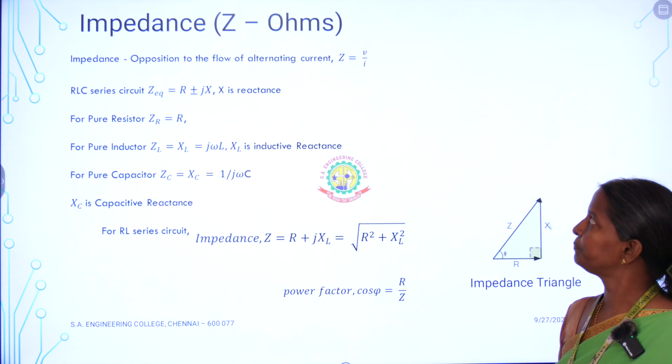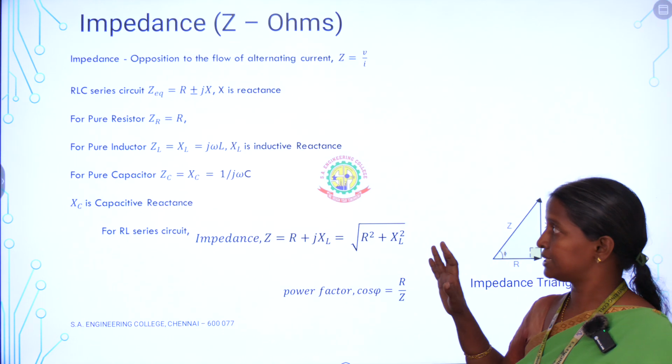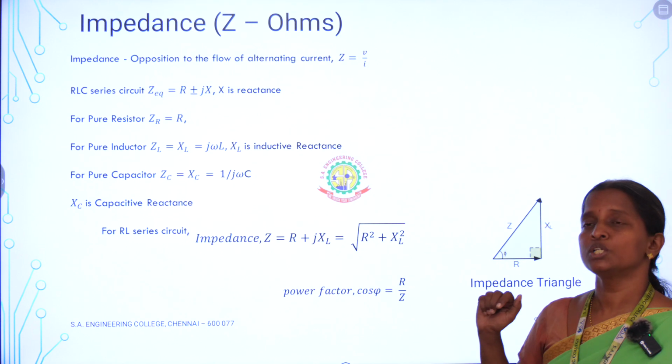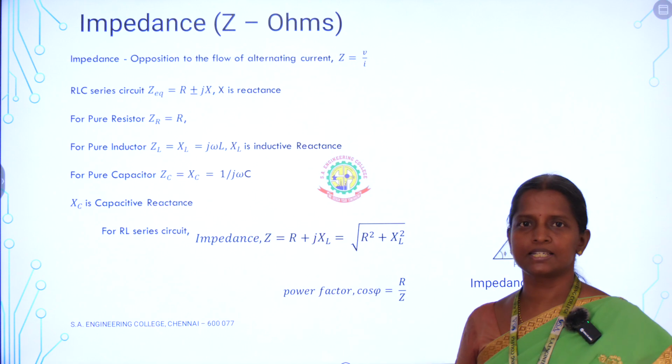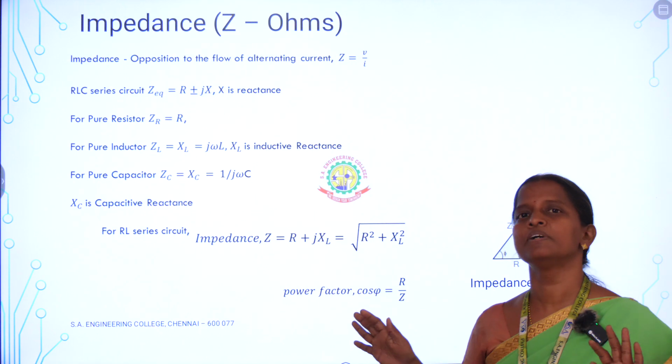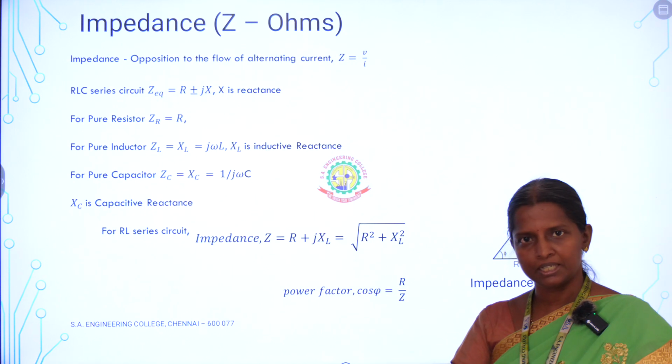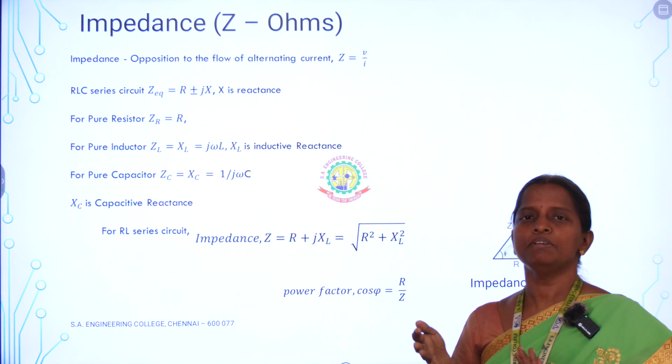And the next important parameter is impedance. So what is impedance? In case of DC circuits, we call it resistance. That is, it opposes the flow of current. But in case of impedance, that is in case of AC circuits, we will call it like that.